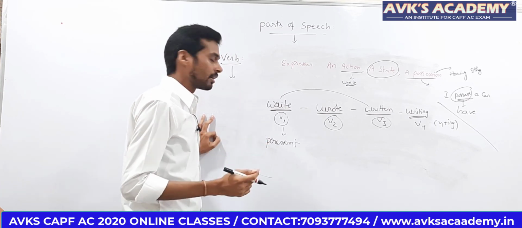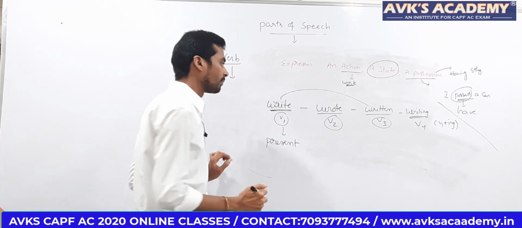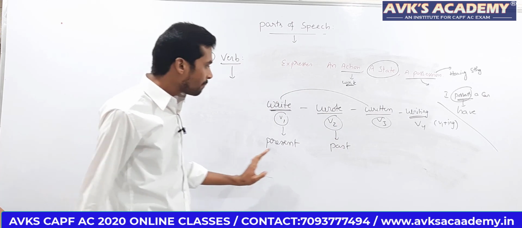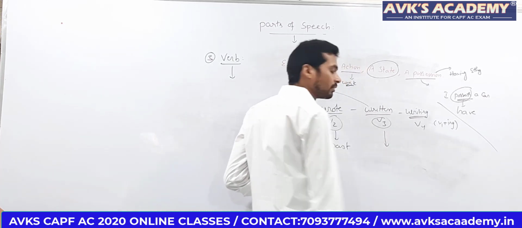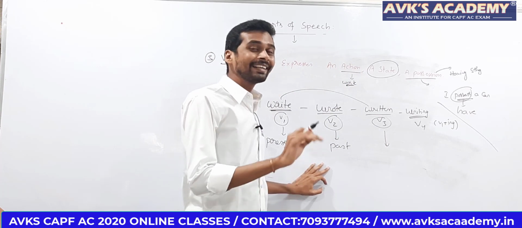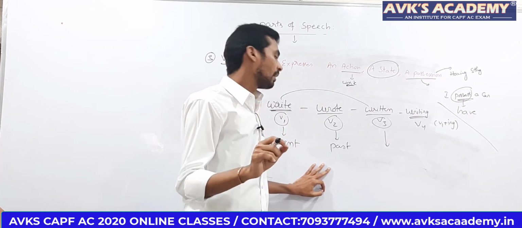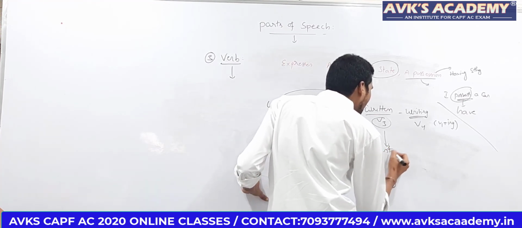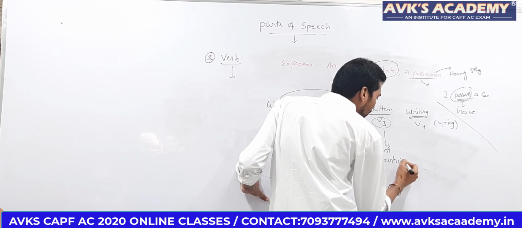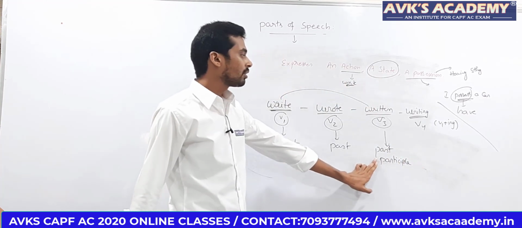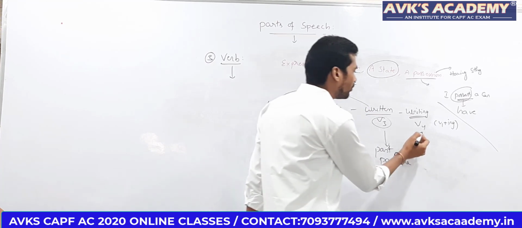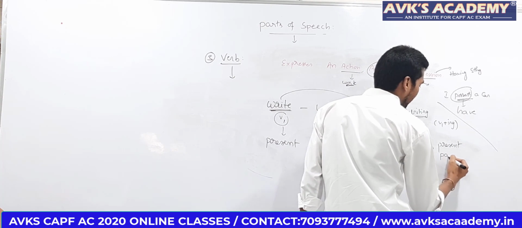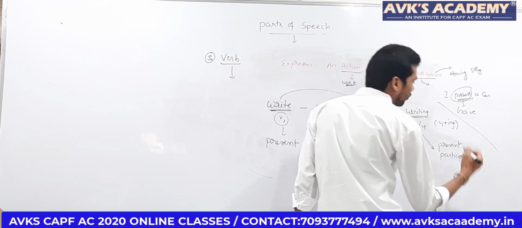Verb has three forms. In that, V1 form is called present form of verb. V2 is called past form of the verb. What about V3? It is not future form. Please remember that this is not a future form. This V3 form is called past participle. And V4 form is called present participle.